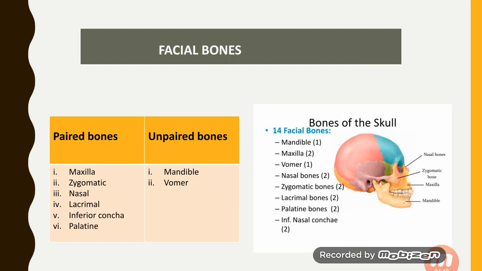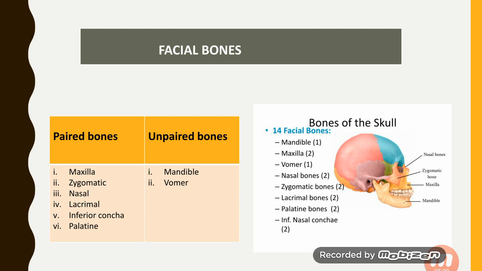Now coming towards the facial bones, which are of great importance, there are total 14 facial bones, out of which 2 are unpaired and the rest 6 are paired bones. The paired bones are maxilla, zygomatic, nasal, lacrimal, inferior concha and palatine, whereas the unpaired bones are mandible and vomer.